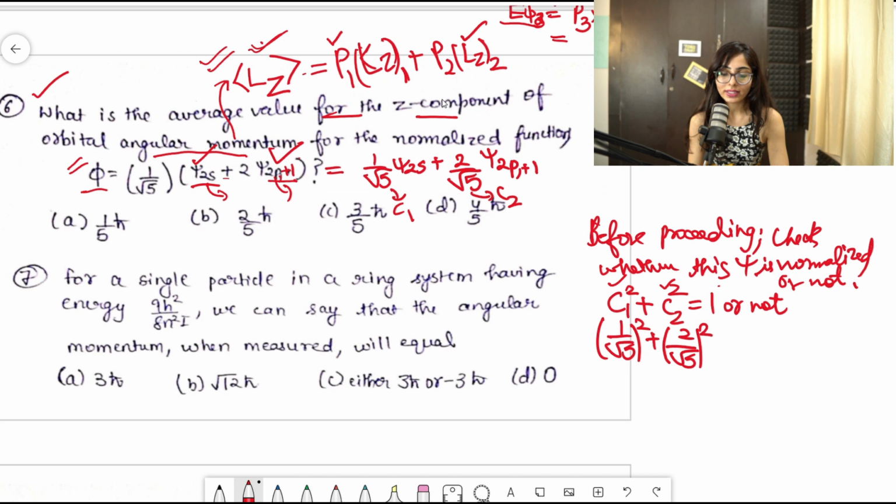So let's see whether this is equal to 1 or not. It will become 1 by 5 and 2 square will become 4 by 5. So it has become 5 by 5 and it is 1. So guys, it is already normalized. This psi is already normalized. Clear?